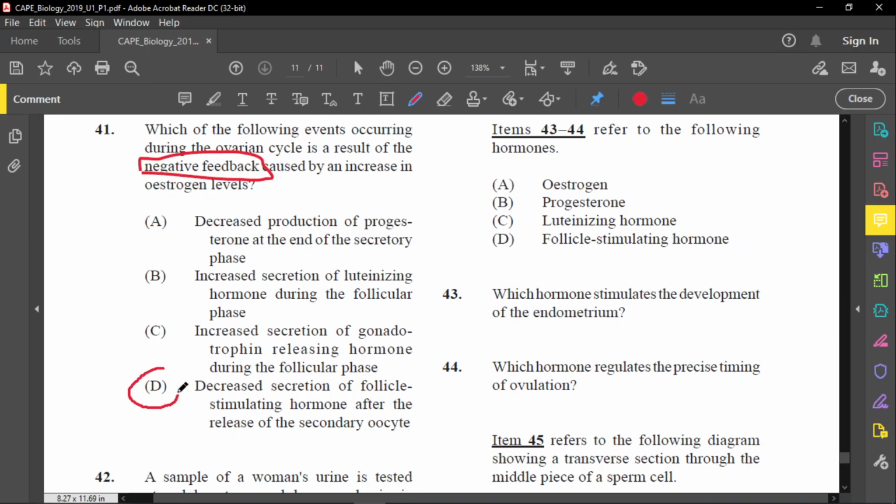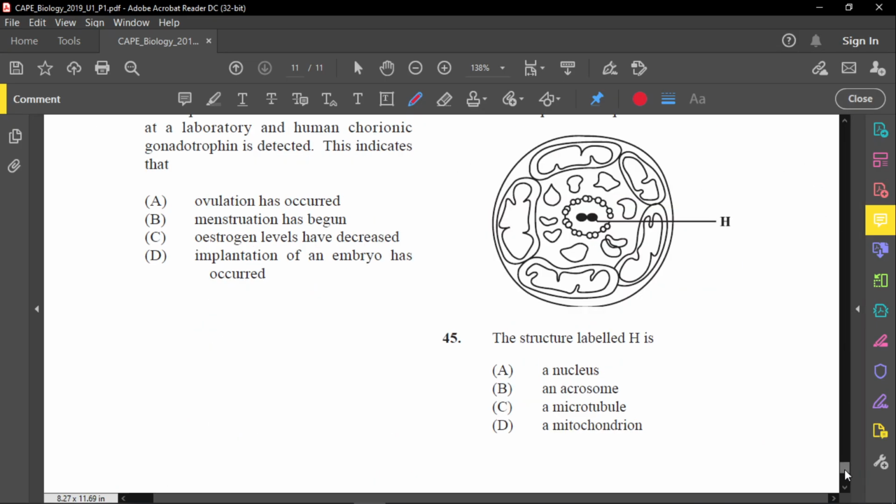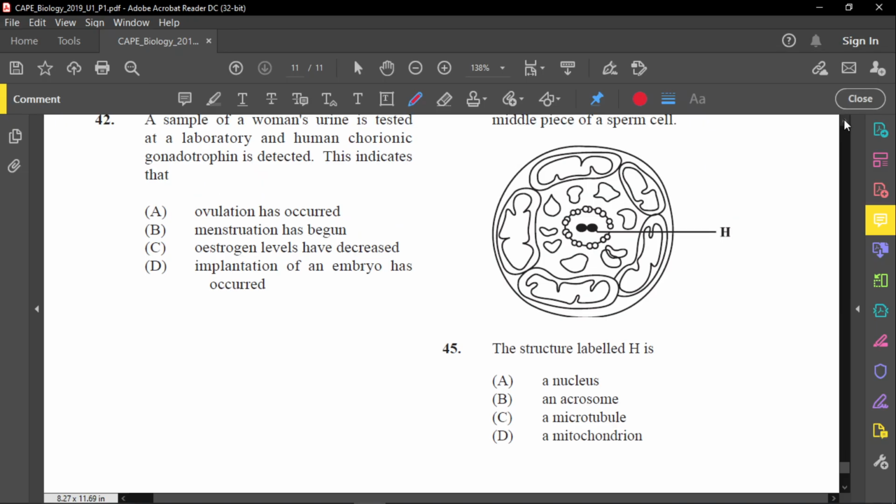So importantly, the HCG hormone definitely will be right here. All right, awesome. So question 42. I'm jumping a little bit too fast now. 42.